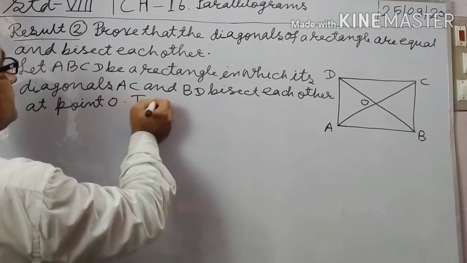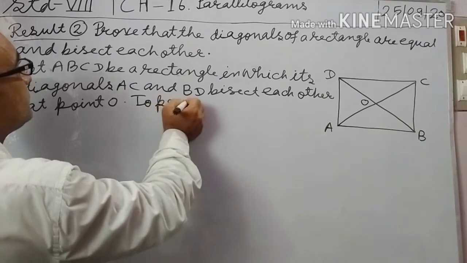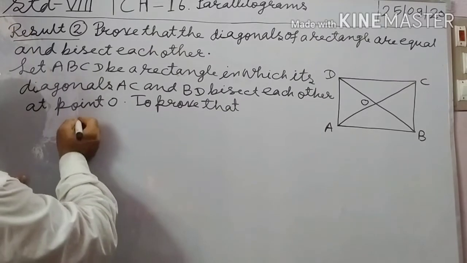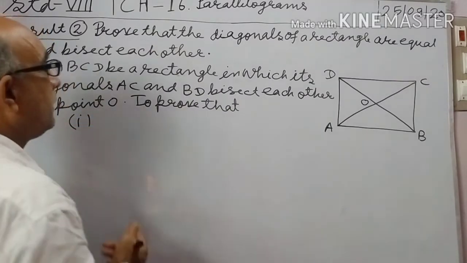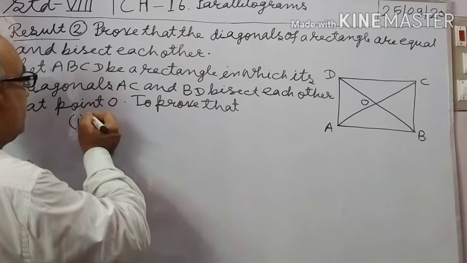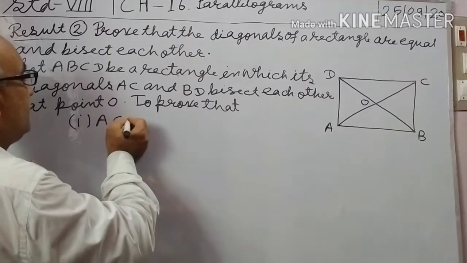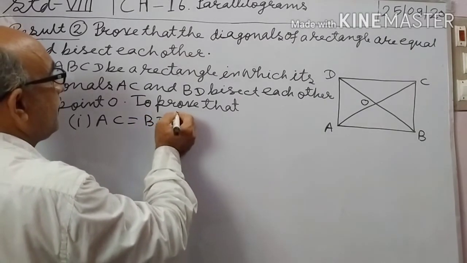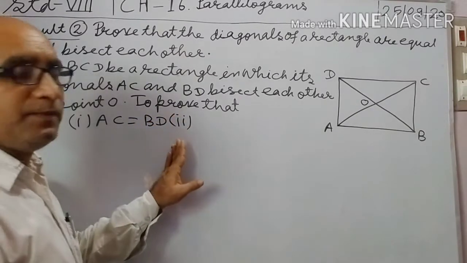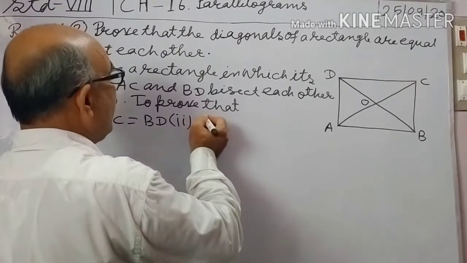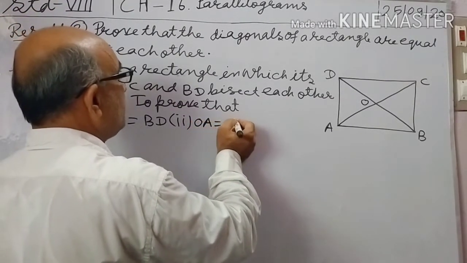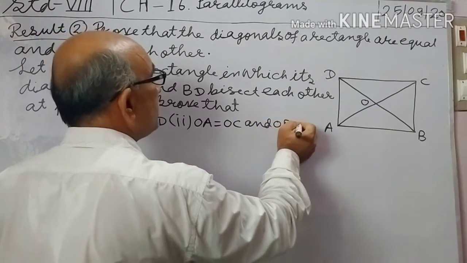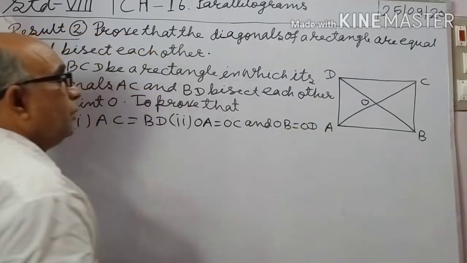To prove that: one, diagonals are equal, so AC equal to BD. And proof 2, diagonals bisect each other, so OA equal to OC and OB equal to OD.